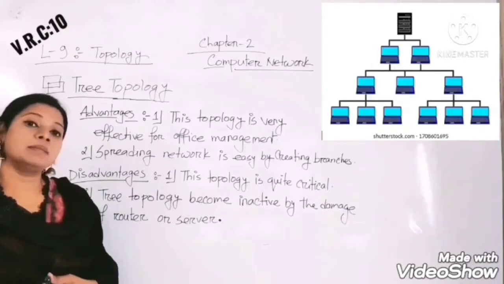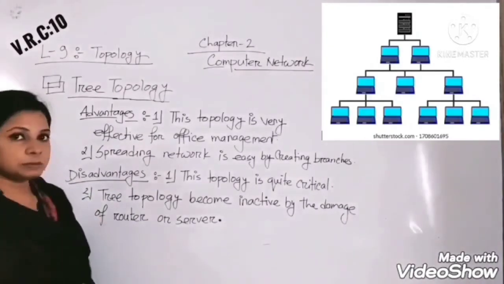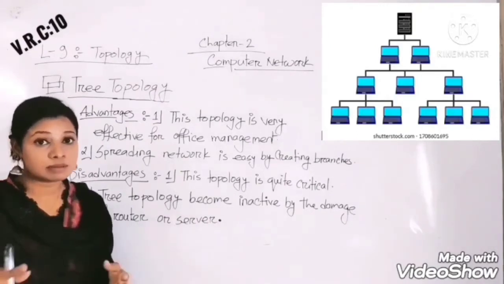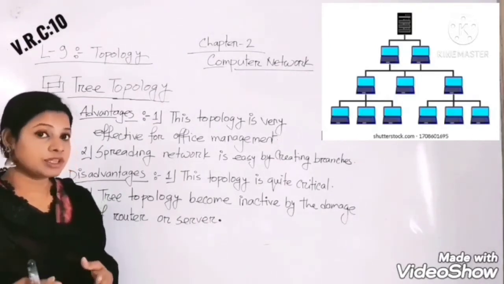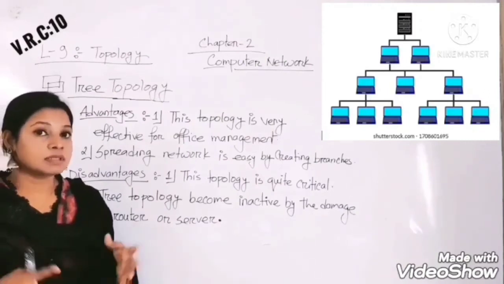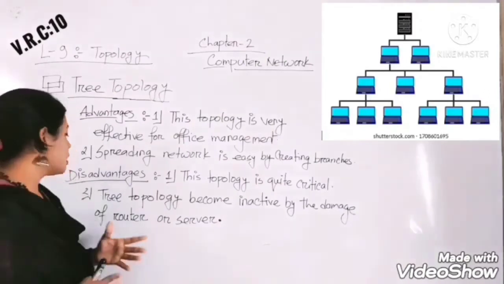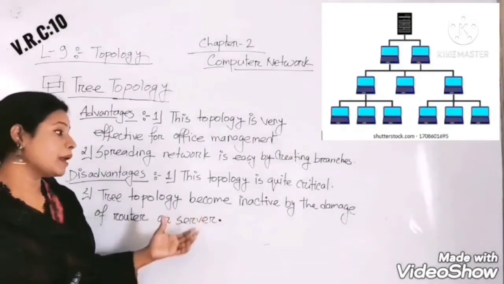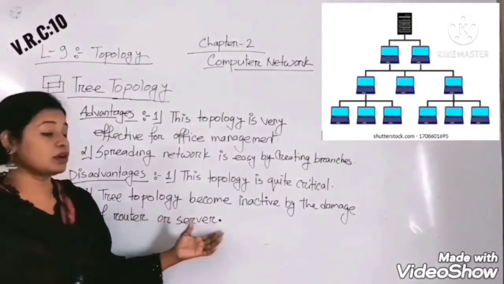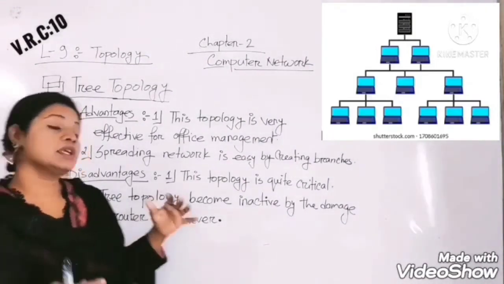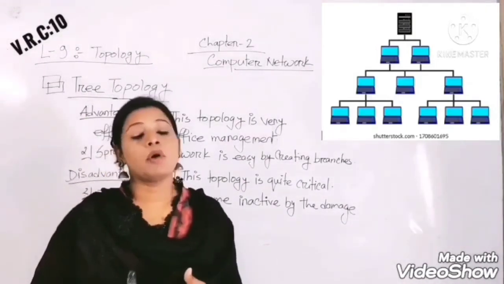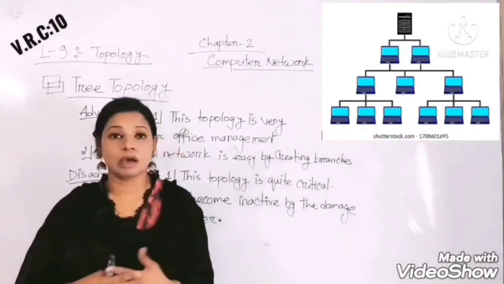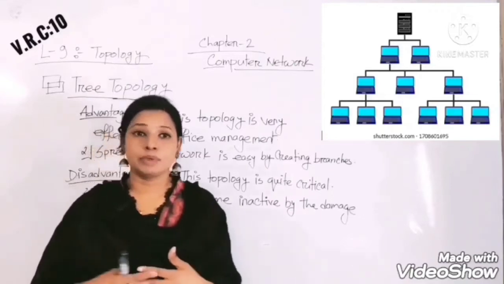Okay. Now coming to disadvantages, what these are. This topology is quite critical because you have to set up the system. It's not too easy to set up the system. The configuration is a little difficult. And number 2, the tree topology becomes inactive by the damage of the router or server. Yes, tree topology can become inactive when the server or router or host computer is damaged.